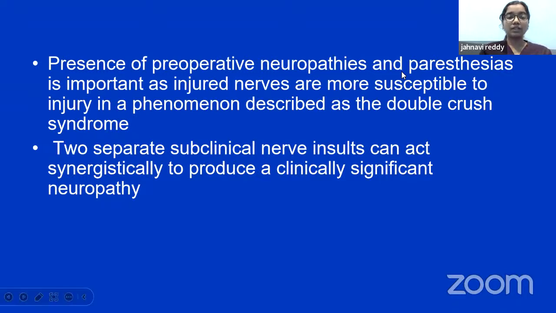And a condition called double crush syndrome is seen. It is where two separate subclinical nerve insults can act synergistically to produce a clinically significant neuropathy. That is, the already injured nerves are more prone to still more injury. So the already injured nerves are more susceptible. If subclinical nerve injury is present preoperatively, because of the injury in the perioperative period, it might lead to significant neuropathy postoperatively. So we should take care of the neuropathies, and we should assess the neuropathies preoperatively, perioperatively, and postoperatively properly.